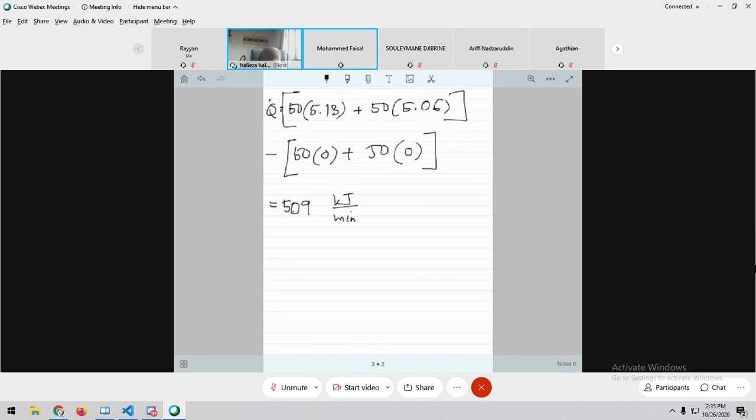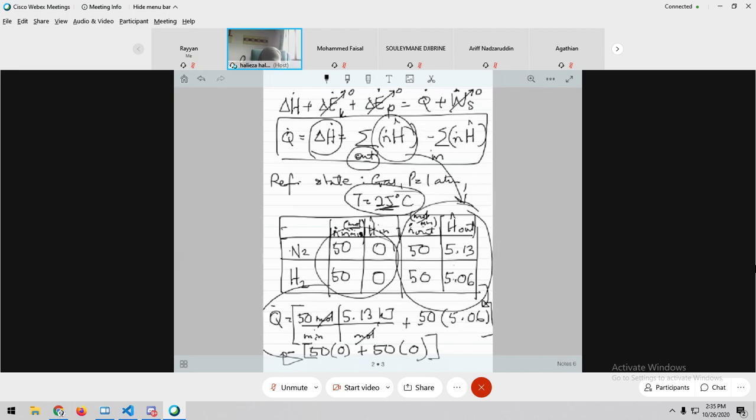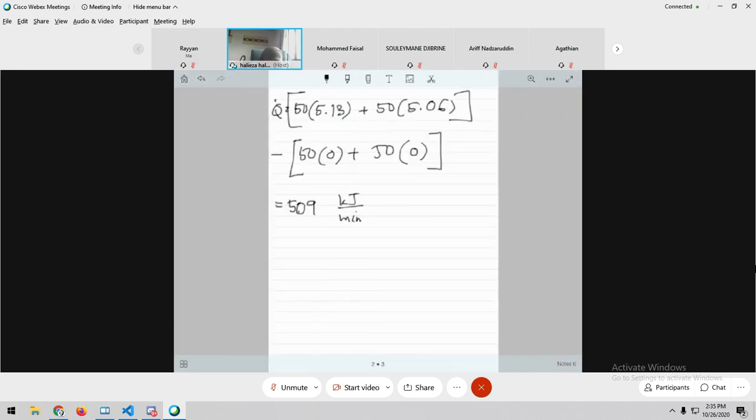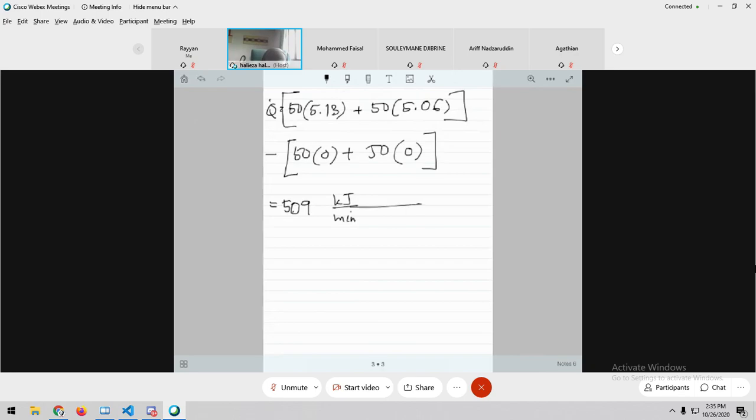So let's look at the question itself. The question did not mention the unit, but the answer here is in kilowatt. So it's per second. We're going to change the unit to kilowatt. 1 minute is 60 seconds. Change that into kilojoules per second. So what's the answer? Anybody?